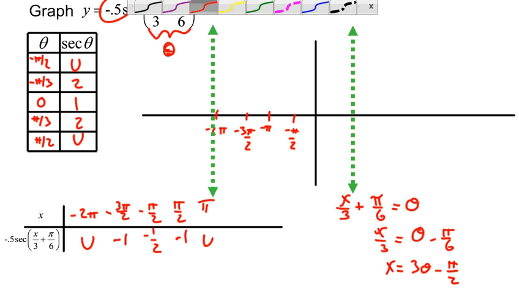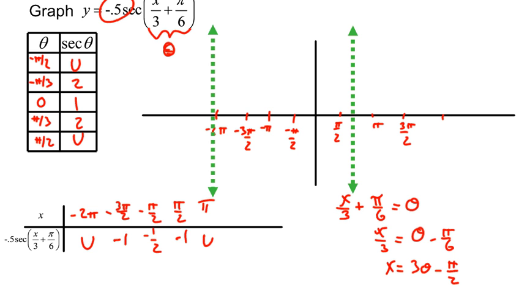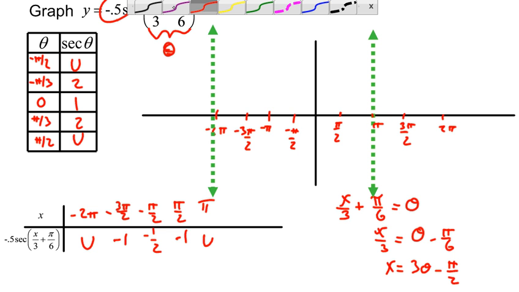All right, here we go. So this right here is going to be pi over 2, and this right here is going to be pi, 3 pi over 2 and 2 pi. And let me move this over so that we're good to go. Okay, good. So at negative 2 pi, we have undefined, and at pi, we have undefined. Okay, now we can plot points.